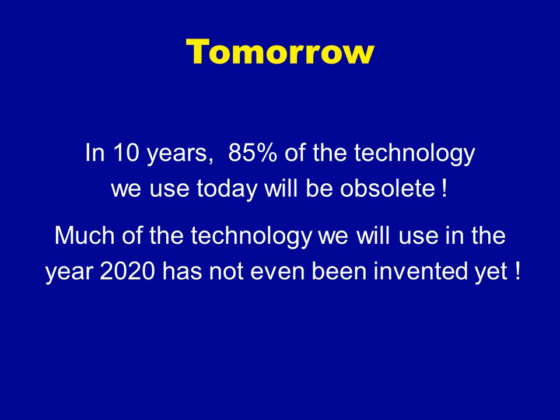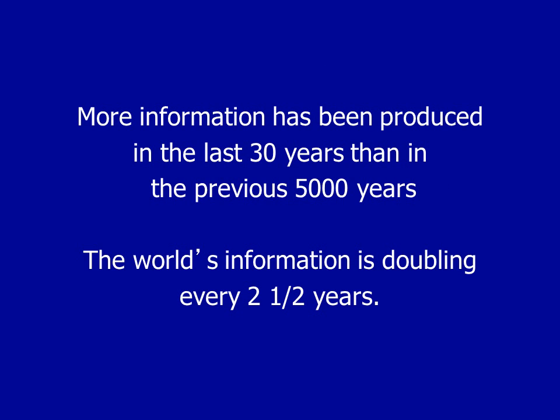85% of the technology we use today is very likely to be obsolete 10 years from now. Much of the technology we will use in the year 2020 has not even been invented yet. The generation of new information is being acquired so quickly that more information has been produced in the last 30 years than in the previous 5,000 years. The world's information is doubling every 2.5 years.